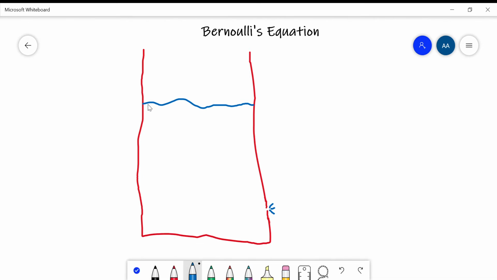So, Bernoulli's equation, it's a pretty long and daunting equation. When I first saw it, I was honestly pretty intimidated by it. But if you look a little closer, then you'll find out that it's actually not that intimidating. So I'm going to write it down in green.